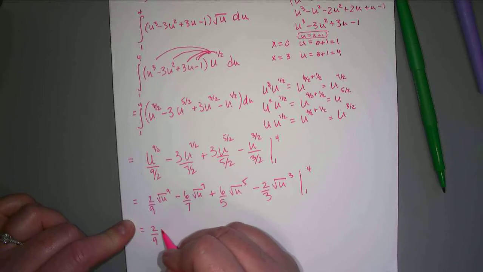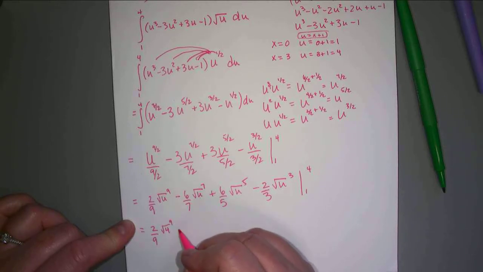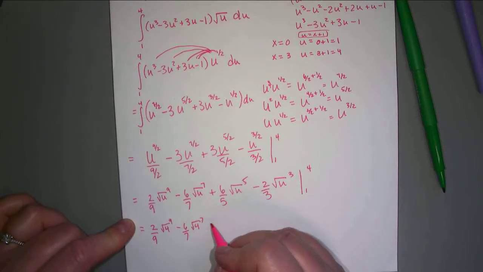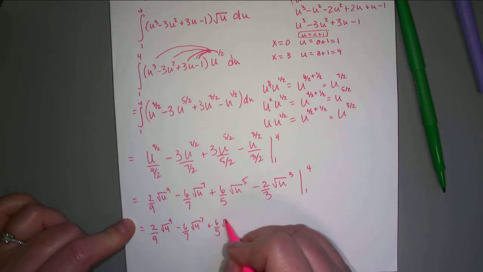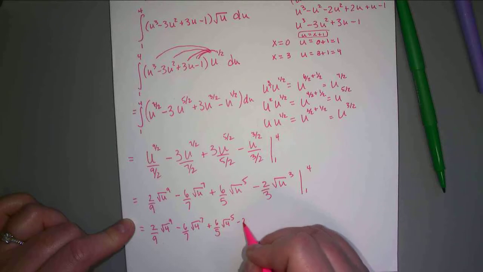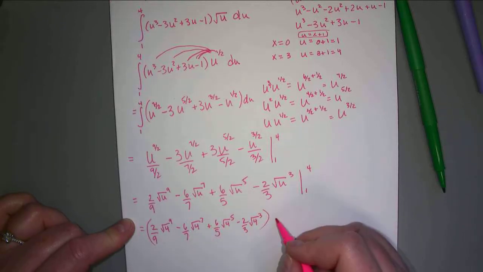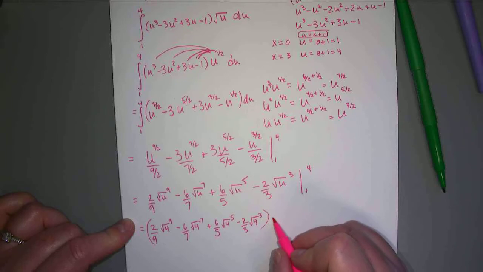So square root of 4. I'm plugging the 4 into everything because that's the top number. And then plug the 1 in. Subtract.